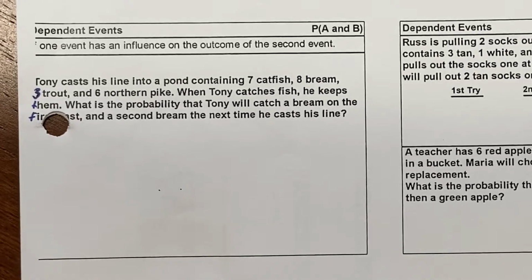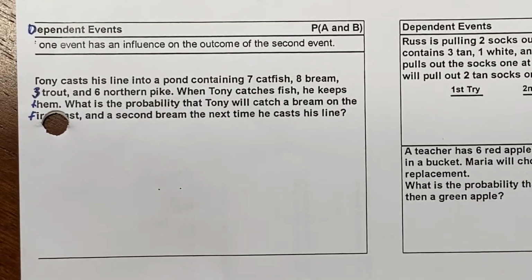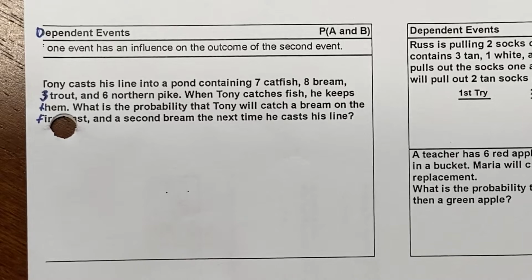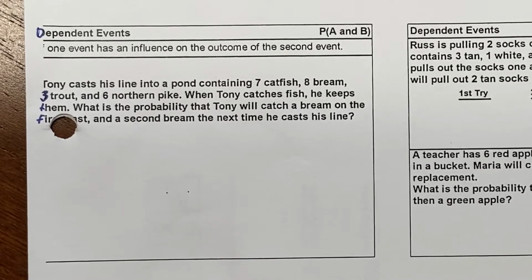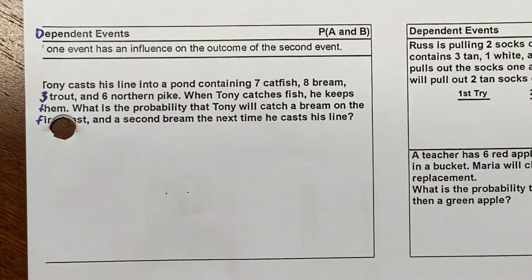Next, we've got dependent events over here. Same kind of rules apply, and you'll see the difference here in a second. It says if one event has an influence on the outcome of the second event. Once we see some examples, you'll see what that means. Notice it still says "and" right here. We're still going to be multiplying.